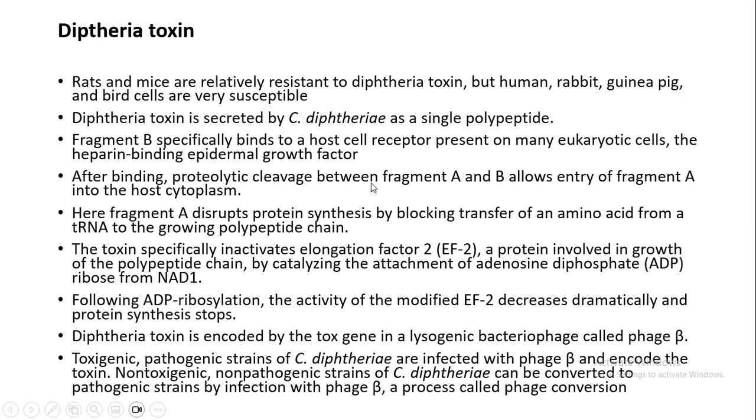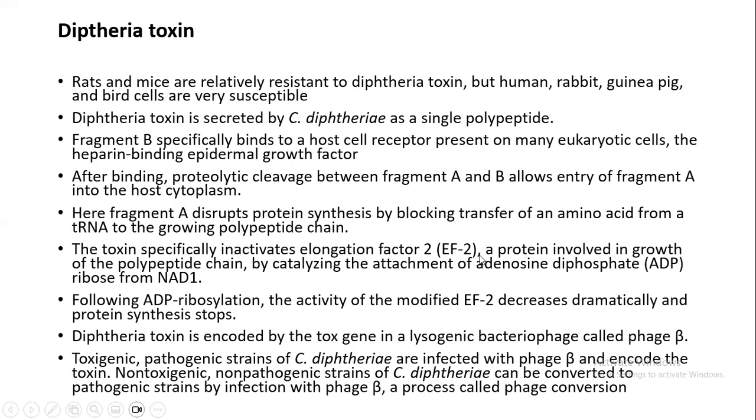Later on, proteolytic cleavage will take place between the A and B subunits so that the A subunit will separate out and be active in the cell cytosol. Here, the A subunit acts by disrupting the protein synthesis process by blocking one of the elongation factors, known as elongation factor 2, that is involved in the growth of the polypeptide chain.